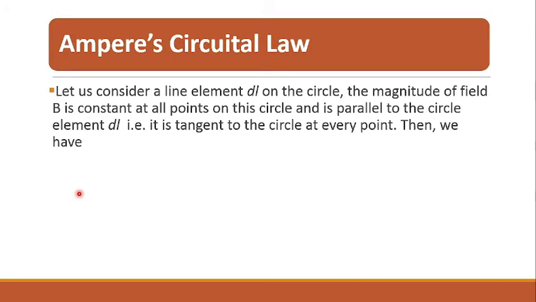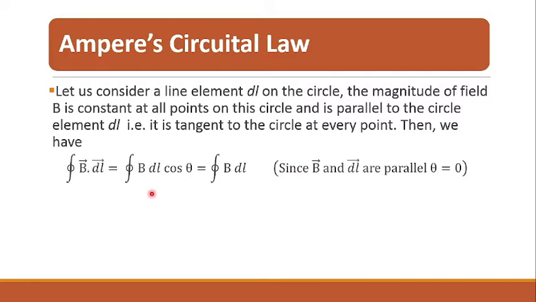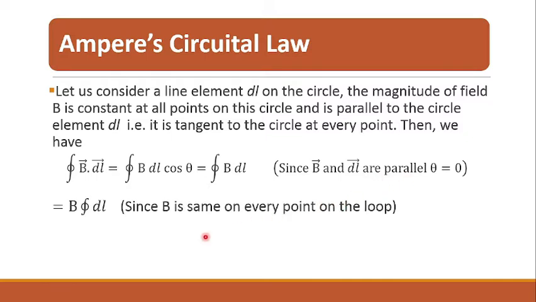Now let us consider a line element dl on the circle. The magnitude of field B is constant at all points on the circle and is parallel to the circle element dl, that is, it is tangent to the circle at every point. Then we have integral of B vector dot dl vector is equal to integral of B dl cos theta, which is equal to integral of B dl, since both B vector and dl vector are parallel and therefore theta is equal to 0.